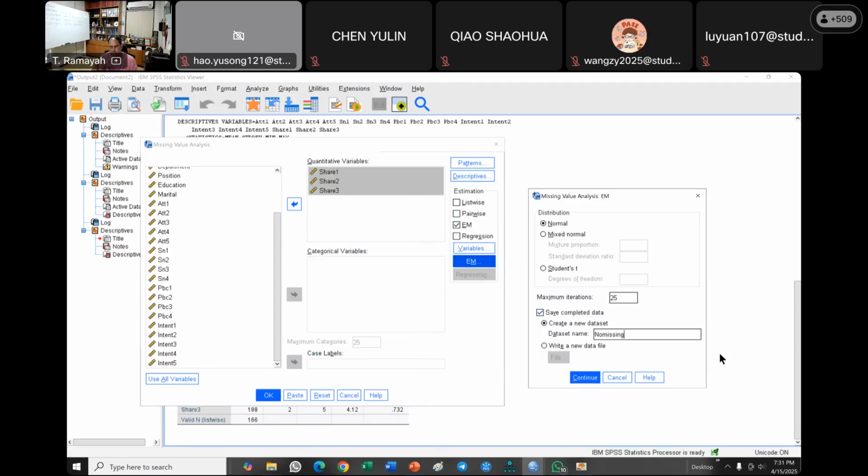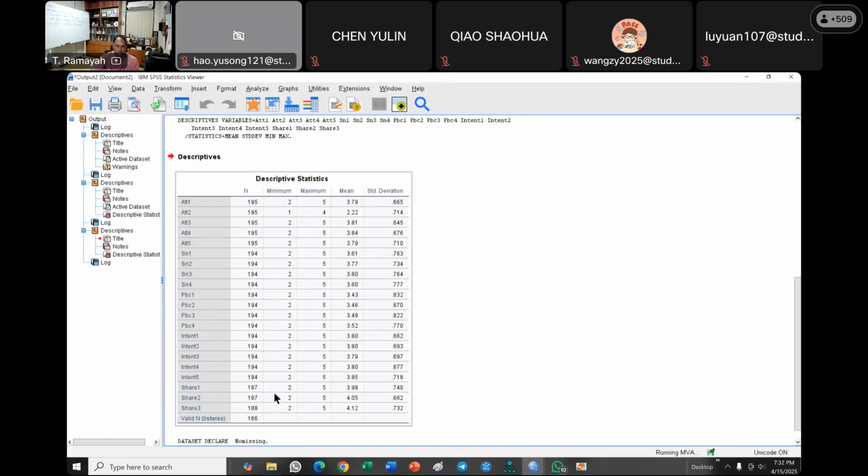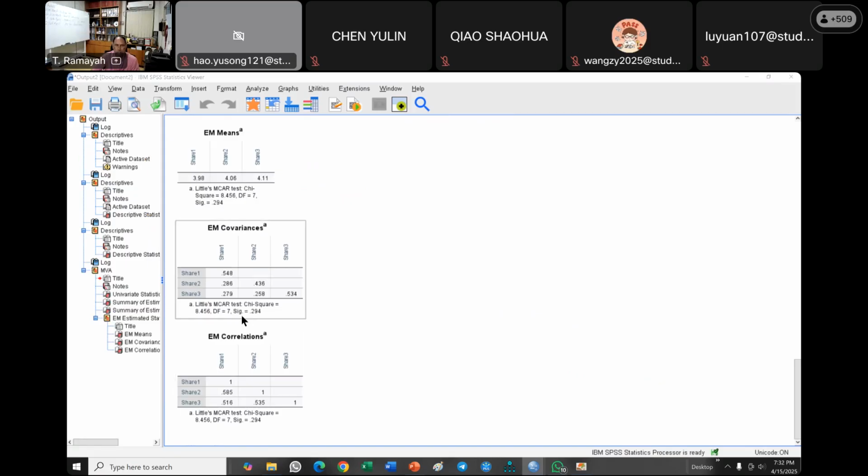So when you click continue and then OK, they will give you this Little's MCAR test. Can you see here? Little's MCAR test. If you look at the EM means, the Little's MCAR test is not significant. Then we can do replacement. Then you can do replacement.